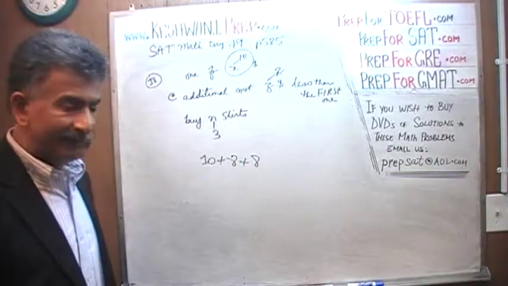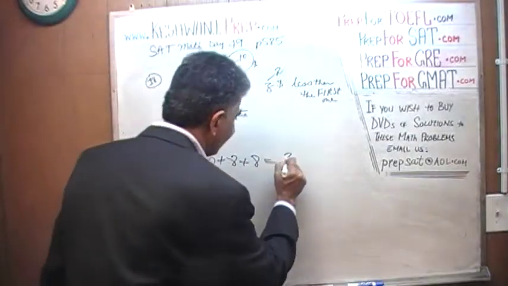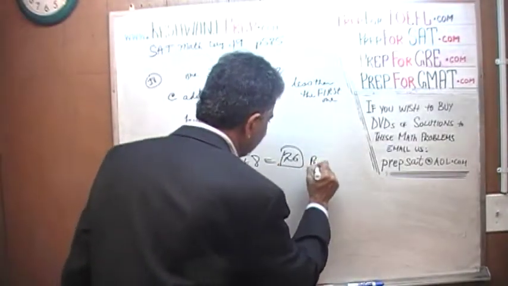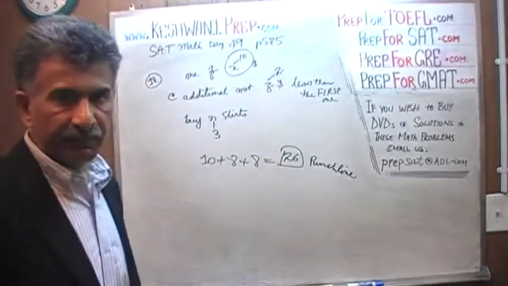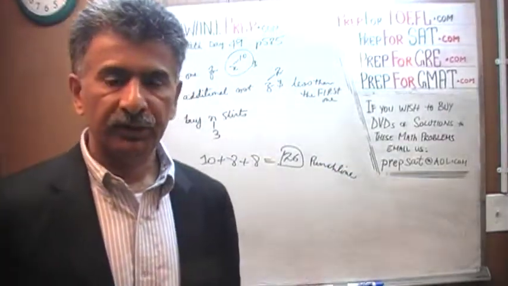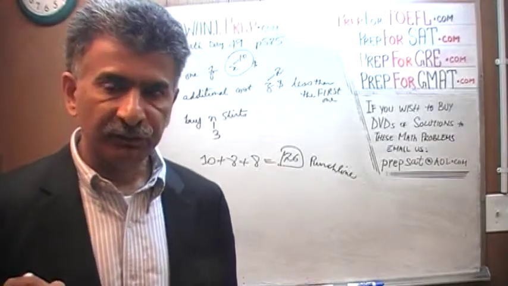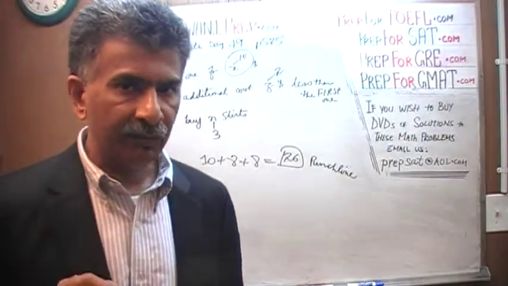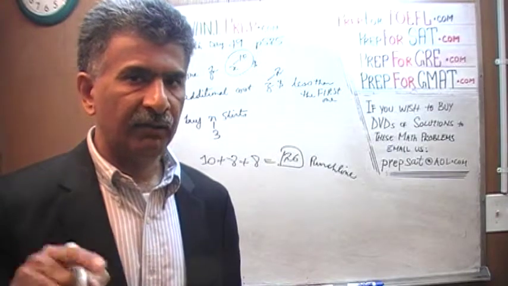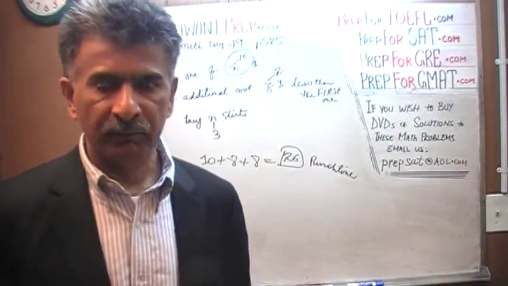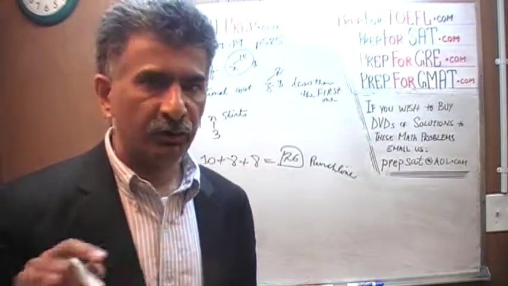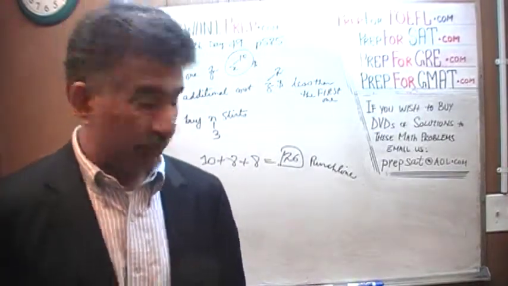8 plus 8 is 16. 16 plus 10 is 26. 26 is what I call our punchline. This is our answer. The question here is, what's the cost of 3 shirts if the first shirt costs $10 and each additional shirt after the first shirt costs $2 less than the first one? Which is a very roundabout way of saying that each additional shirt costs $8. So that's our answer, 26.